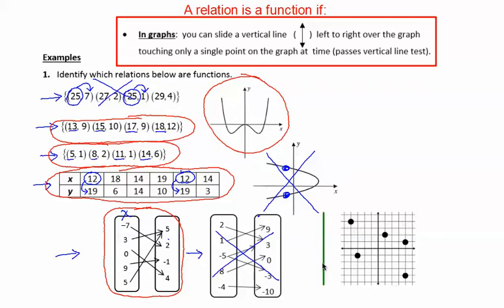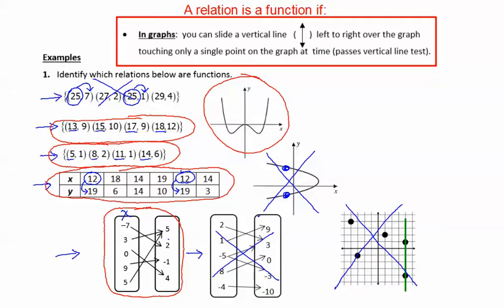Now, let's slide our vertical line over the next graph. Moving from left to right, here it's touching only one dot, good, only one dot. But when I move here, my vertical line is touching more than one part of the graph at a time. And keep in mind that in this specific location, the graph is just the dots. So I'm going to have to say that this also is not a function because it's touching more than one part of the graph at a time.